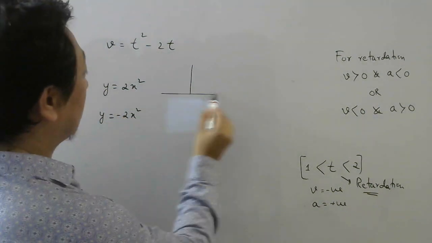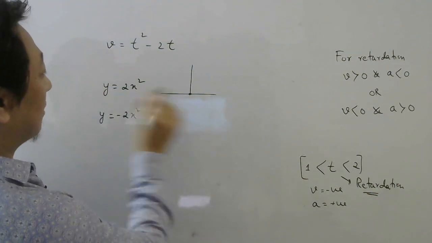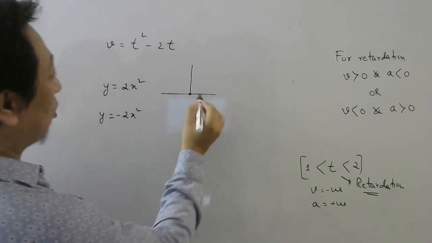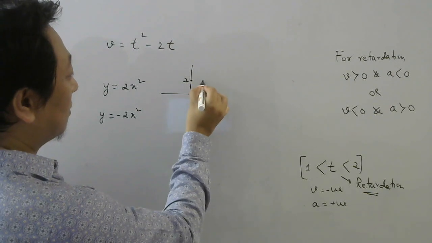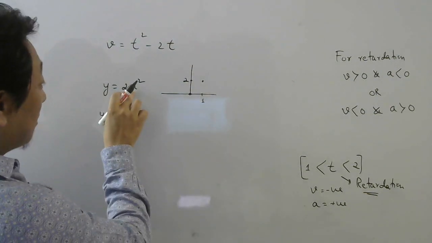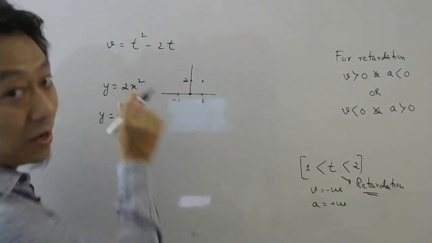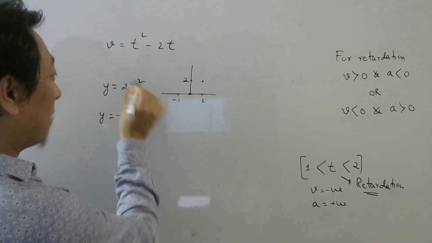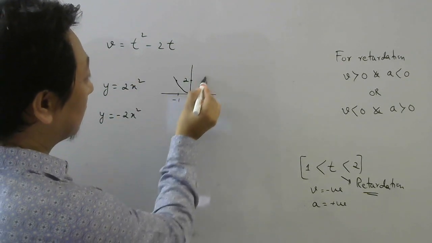Okay, let's see. So when x is 0, y is also 0, right? So this is the first point. When x is 1, y is how much? 2 into 1 square will be 2. So when x is 1, y is 2. So here is the second point. When x is minus 1, what is y? Put minus 1 here. Minus 1 square is also plus 1. So when x is minus 1, y is again the same value, 2 only. So your graph will look like this.